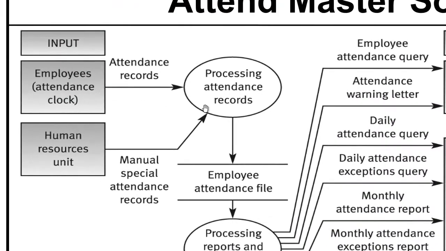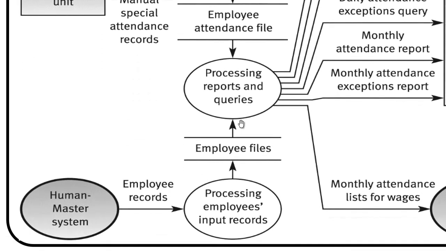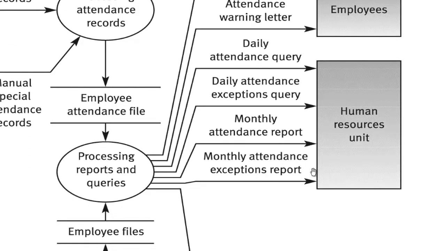In the data flow diagram, we have the external entities, processes and data stores: employee attendance, human resources. We have the employee attendance file, other employee files, employee attendance inquiry, attendance warning letter, daily attendance query, daily attendance exceptions query, monthly attendance report, and monthly attendance exception report.